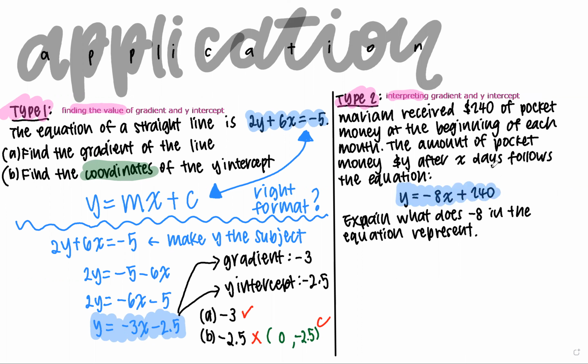Okay, very good. So is it in the right format? Yes. Since it's in the right format, we can find two things as usual. What are the two things we can find? The gradient and the y-intercept. The gradient is negative 8. The y-intercept is 240. Write it down already? Gradient, what's the gradient? Negative 8. If you say 8, it is wrong. Negative 8 is correct. The next one we can find is the y-intercept, which is 240.